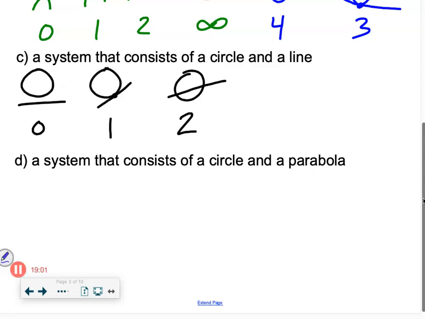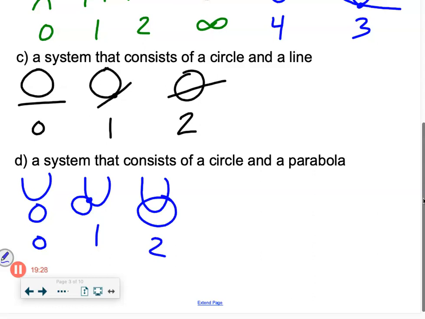All right. Tell me circle and parabola. What's the least number? 0. Parabola, circle, they never touch. 0 solutions. You could do 1 if it's tangent. If it's tangent, right? Yeah. Okay. So I love that we keep using the word tangent. 1. Good. And then you could get 2 if it's like halfway in the circle.